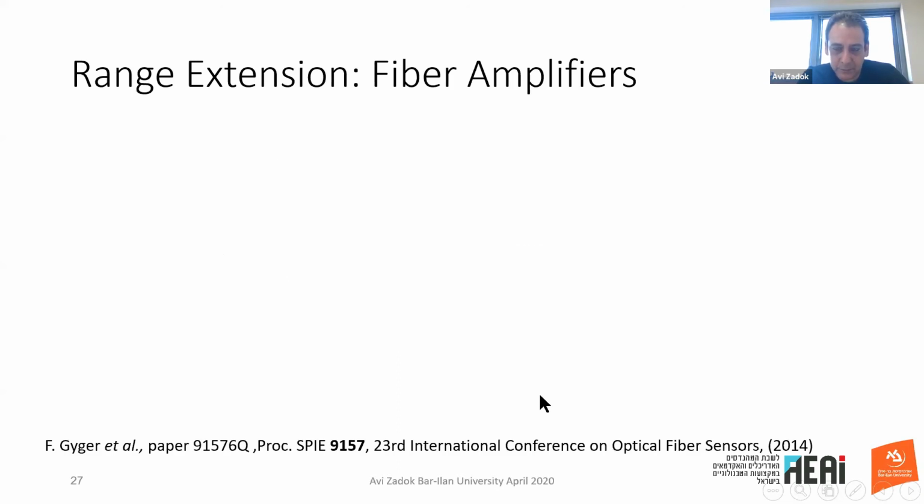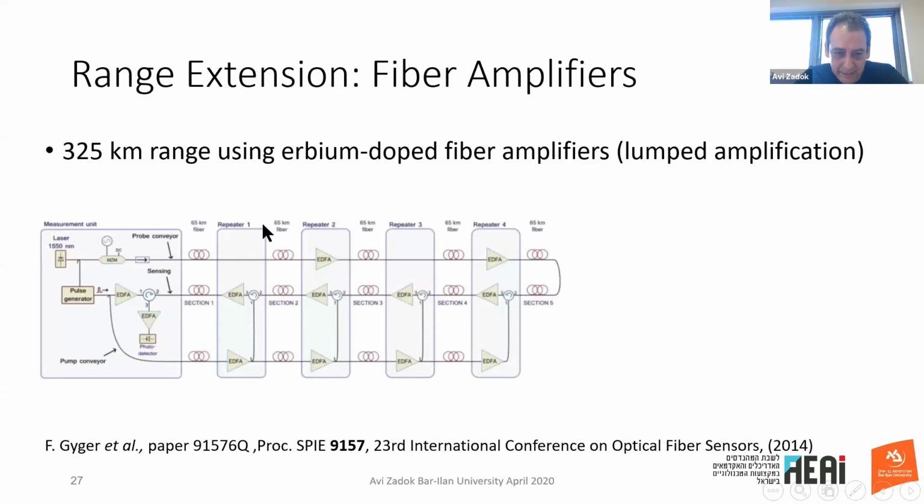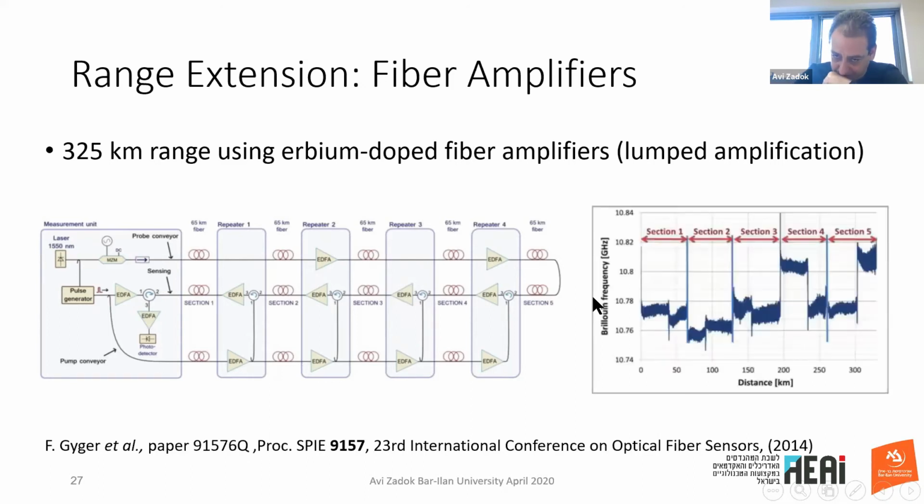One example, this is from the group of Professor Luc Thévenaz in EPFL, Switzerland. He used optical amplifiers every 60 kilometers or so. You can see the scheme here. So there are sections of fiber, 65 kilometers each, again and again and again. And in between these fibers, he's amplifying light with lumped amplifiers, erbium-doped fiber amplifiers. And in doing so, he was able to recover the intensity of the pump and signal waves and compensate for the losses that accumulate along this fiber section beforehand.